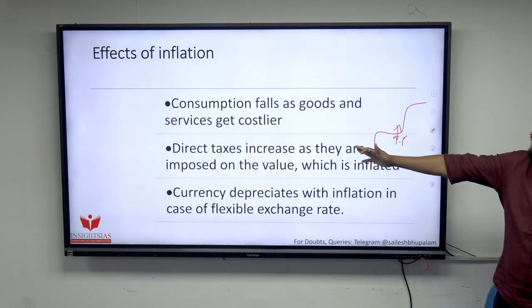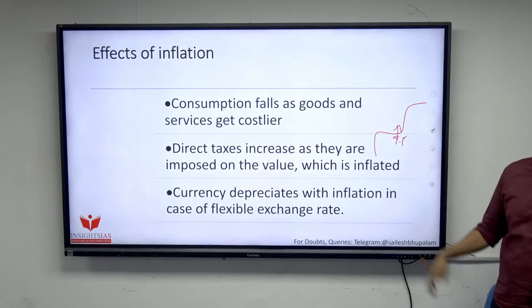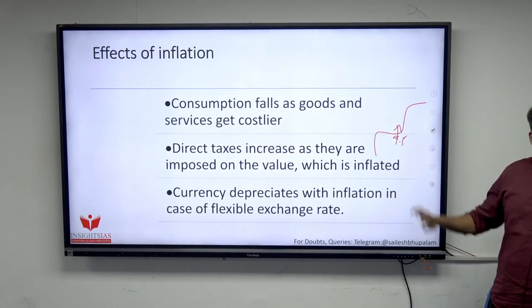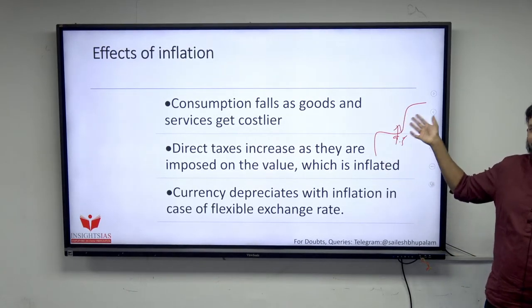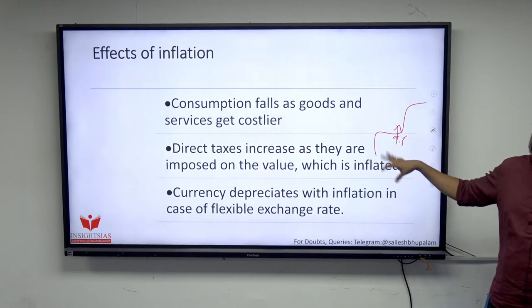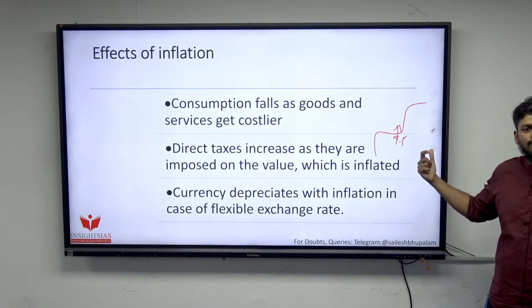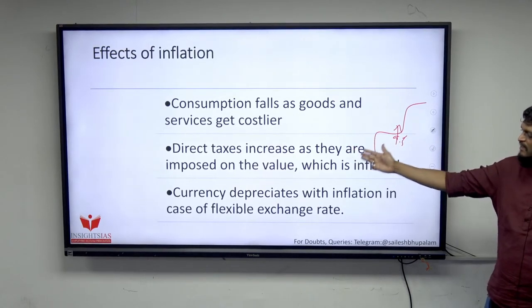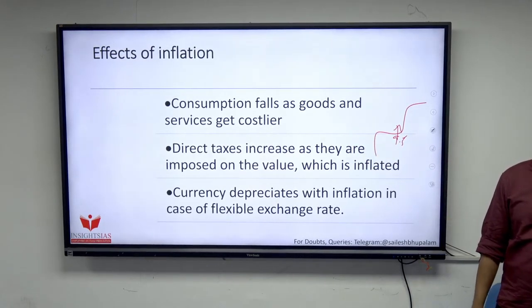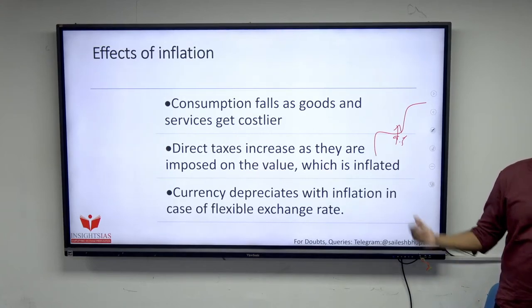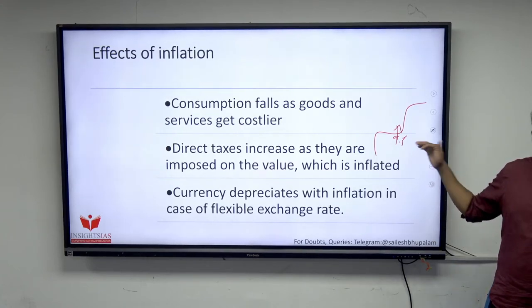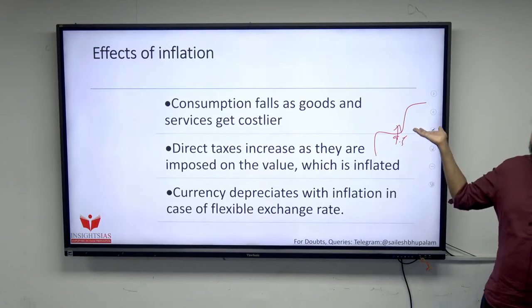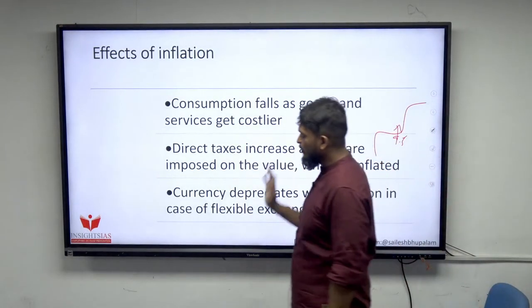That is the meaning of direct taxes increase. It means government is not trying to collect more taxes, but people will all shift to the next tax bracket because they are earning slightly more because of inflation. As they shift to the next tax bracket, they have to pay more tax or not? So government starts collecting more tax. That is why direct taxes increase, as they are imposed on the value. Value is inflated, so they will collect more tax. You understood? Inflation is happening, people are earning a little more in nominal terms, so they will have to pay more tax.